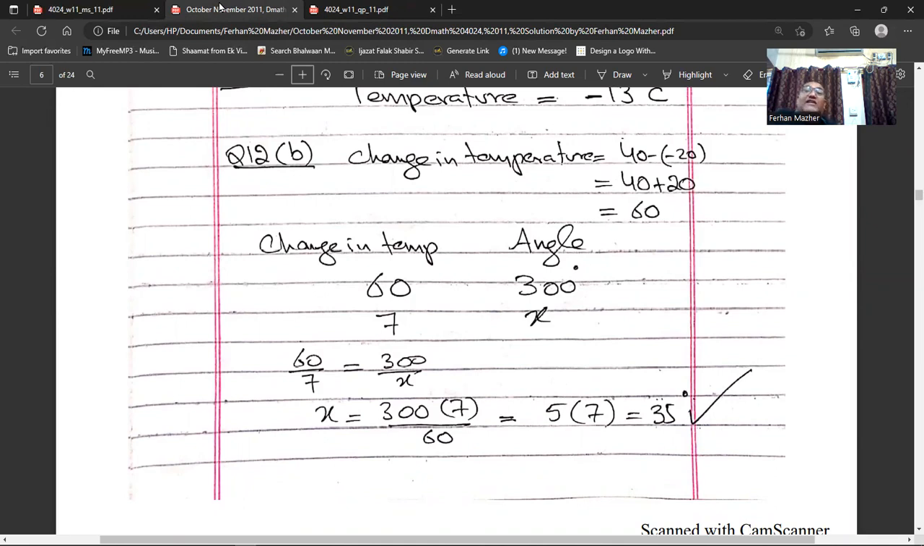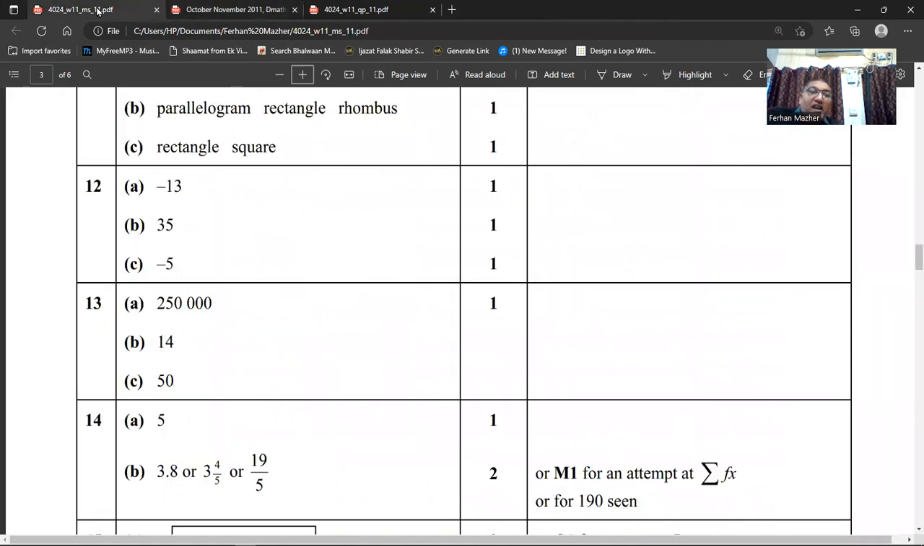So I'm going to use the method of proportion. When the change in the temperature is 60 degrees centigrade, the change in the angle will be 300 degrees. And when there is a change in temperature of 7 degrees centigrade, how much will be the angle? So 60 divided by 7 will be equal to 300 divided by x. So cross multiply, so x will be equal to 300 multiplied by 7 divided by 60. So it will be 5 into 7, and that will be 35.